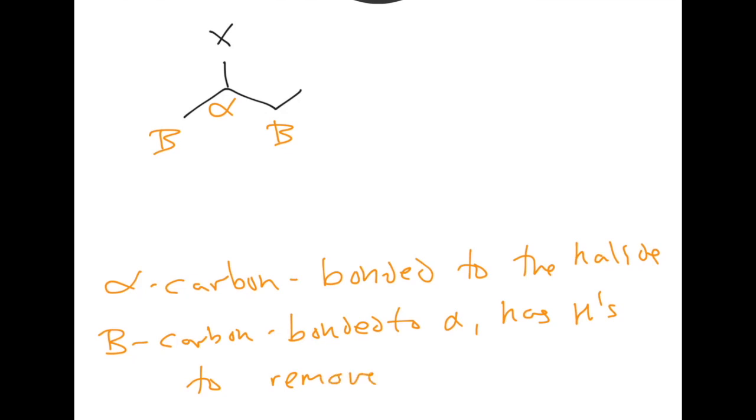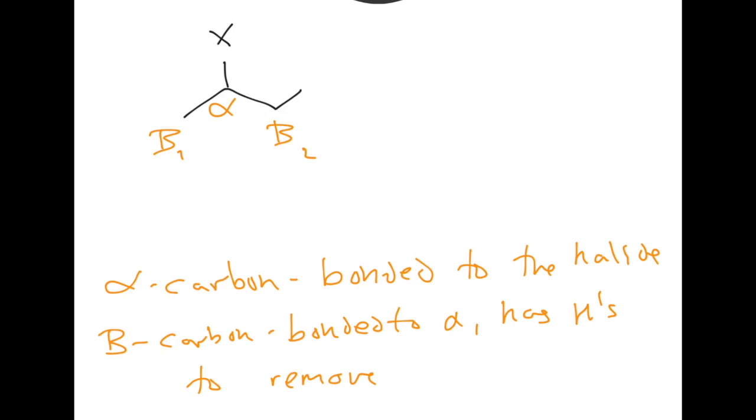Right. So your beta carbons are bonded to the alpha carbon, and they have the hydrogens that you can remove to make a double bond. Right here, I have two different beta carbons, right?